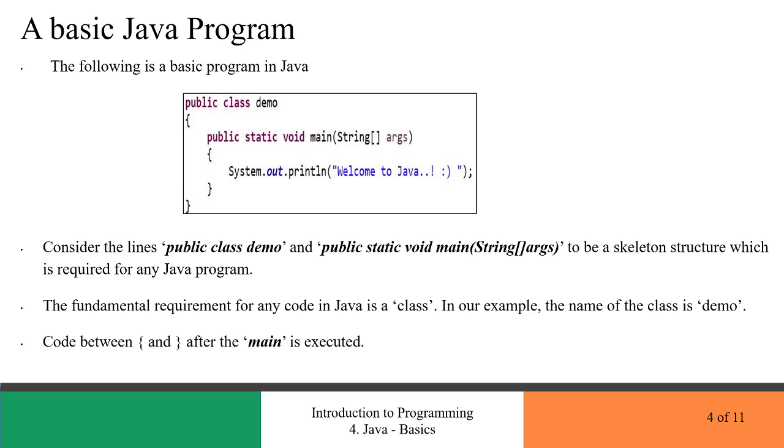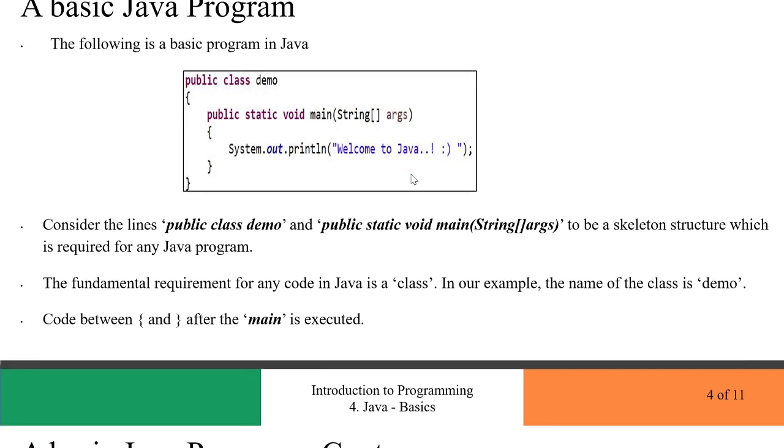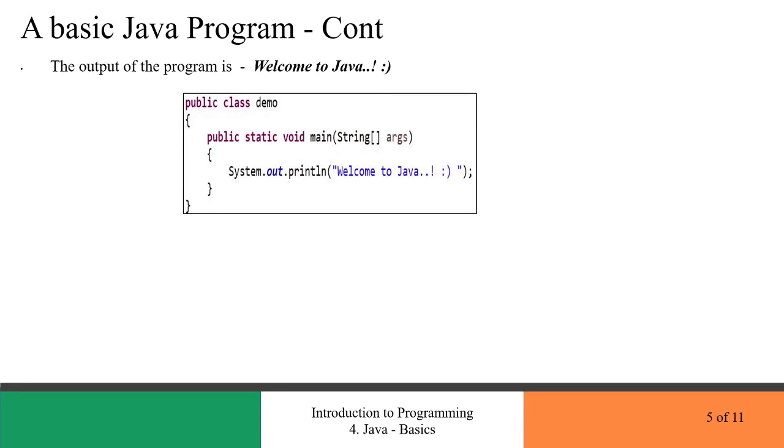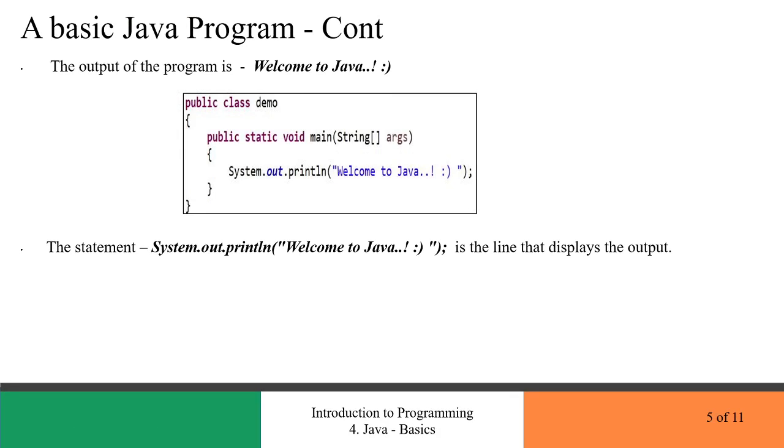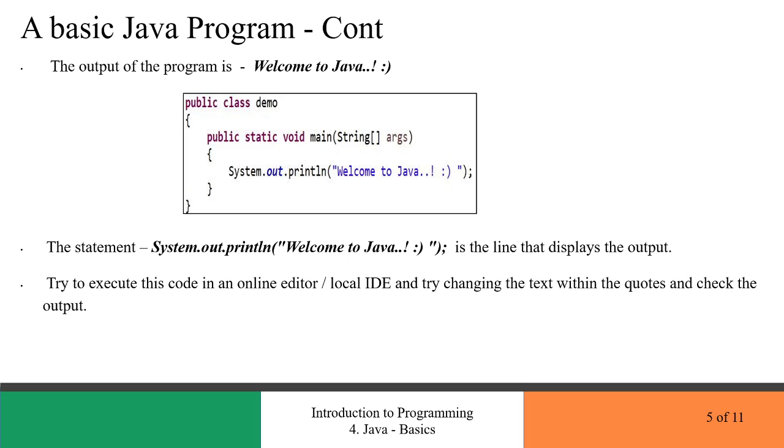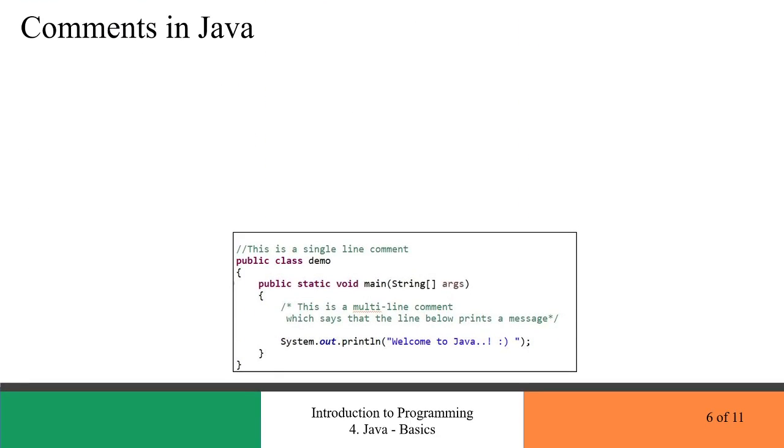The code which is present after the main gets executed. Hence, the third statement, which is system.out.println, gets executed here. The output of the program is welcome to Java. The statement system.out.println is the line that displays welcome to Java to the output. Try to execute this code in any IDE of your choice and try to change the text within the quotes and observe the change in output.